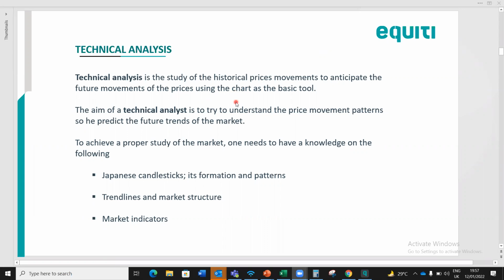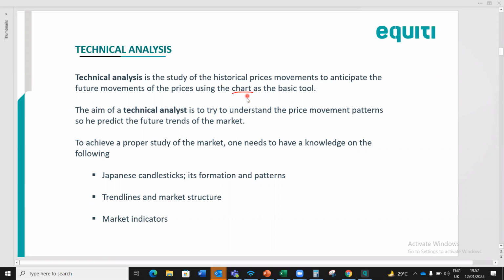And we do all of this basically with the help of our forex chart, right? Remember, I've talked about the forex chart, and I told you that we have the bar chart, we have the line chart, and also the Japanese candlesticks chart.